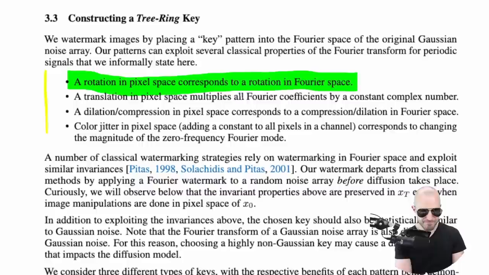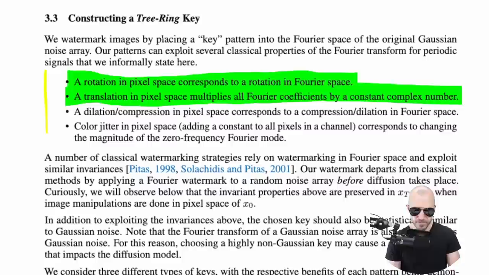A translation in pixel space multiplies all Fourier coefficients by a constant complex number. So again, a translation in pixel space is a multiplication in Fourier space, which is again, I think, a rotation. Oh no, all Fourier coefficients. Okay, so maybe it's a scaling as well. That I'm honestly not sure anymore. So multiplication in complex space is certainly a rotation of the complex number. However, what they could mean here is that it's just like a scaling. And in that case, our ring patterns would just get bigger or smaller or wider or narrower, but we could still detect the basic patterns. So there is an invariance or an equivariance there.